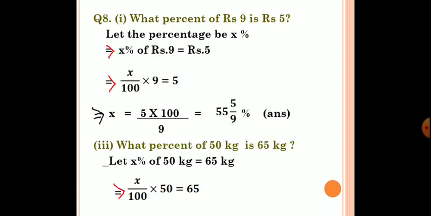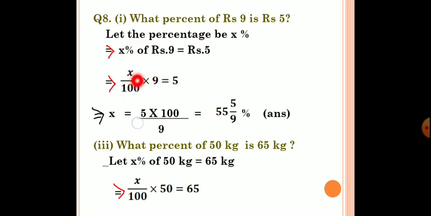So our answer is 162.5 milliliter. Next, question number 8. What percent of rupees 9 is rupees 5? See, what percent? That means we don't know the rate of percentage. So we'll assume that the percentage be x percent. According to the question, we will write the equation: x percent of rupees 9 is equal to rupees 5. So x percent means x by 100, of means multiplication, 9 equals 5.